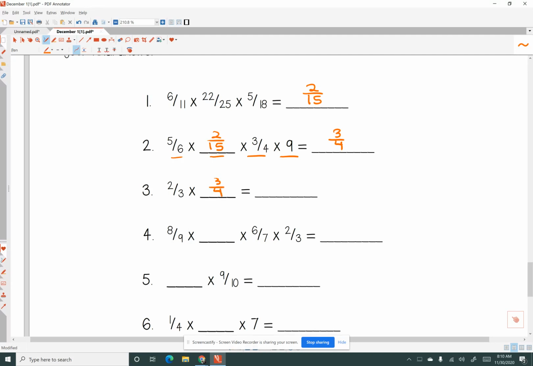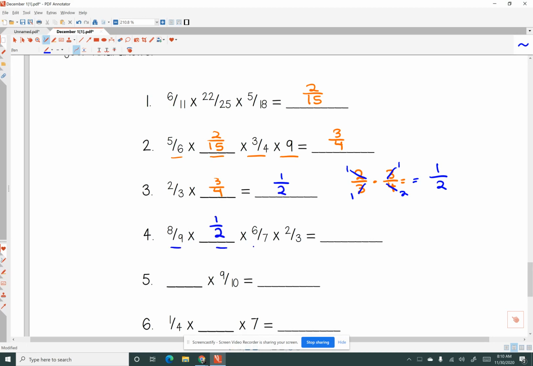Now I think I can do number 3 right here on the paper. We've got plenty of room. 2/3 times 3/4. And look what we can do. We can simplify. 3 divided by 3 is 1. And 2 divided by 2 is 1. 4 divided by 2 is 2, and the answer is 1/2. So I'll put that right here and right here.